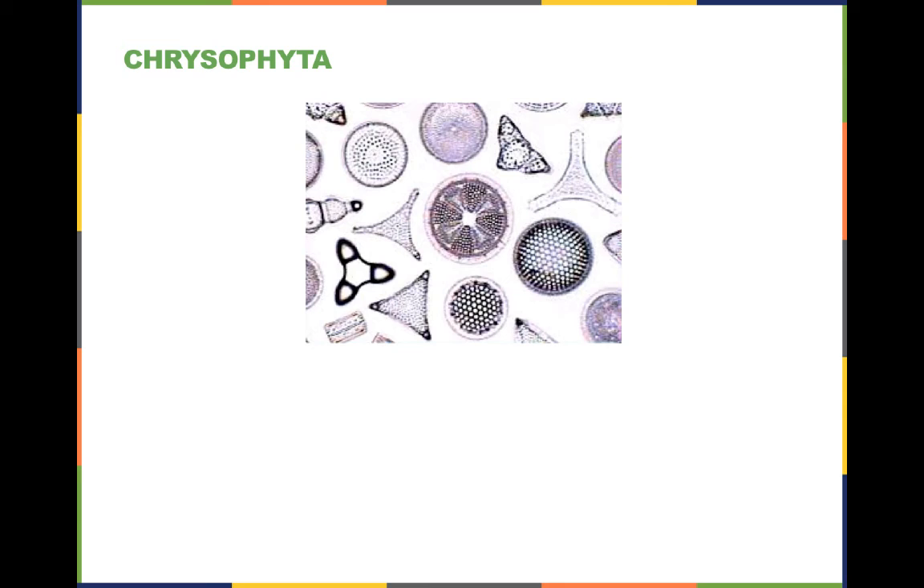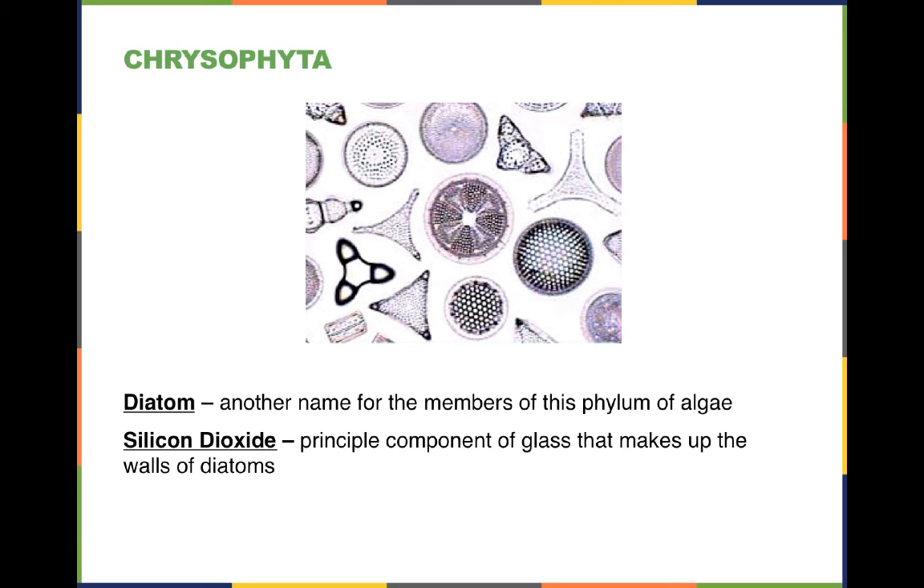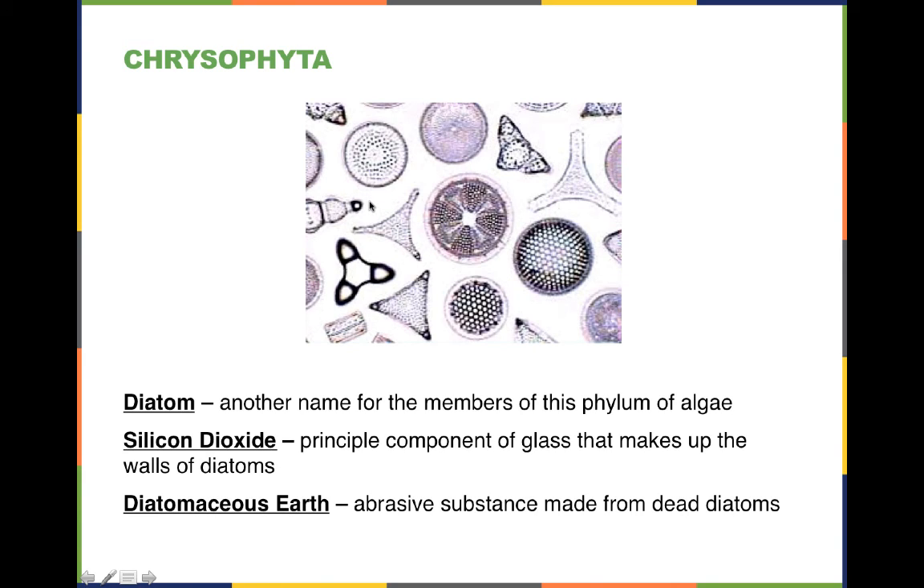Chrysophyta is the second phylum. Chrysophyta is characterized by a group of organisms called diatoms. Diatoms are the members of this group, and they're called Chrysophyta because they have silicon dioxide in their cell wall. The silicon dioxide is the same material that we use to make glass, and so their cell wall is very much like tiny glass particles. When these organisms die, their bodies can accumulate together, and you have a huge mass of glass-like material called diatomaceous earth.